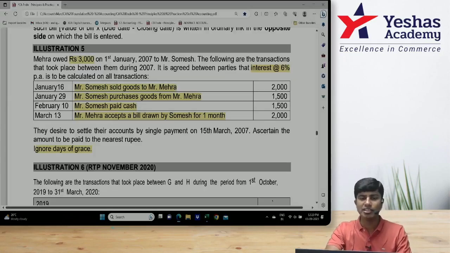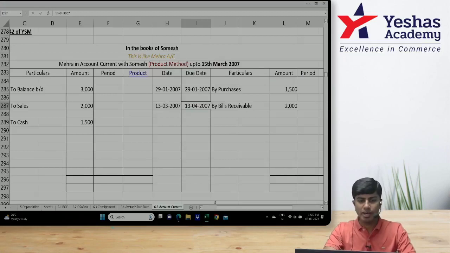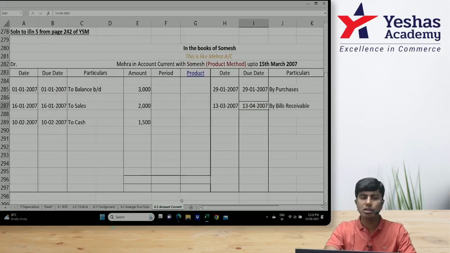It will be red ink interest. That's it. They want to settle their accounts on 15th March. So we're preparing the account current on what date? 15th of March. Shall we compute the period now? From 1st of January to 15th of March.